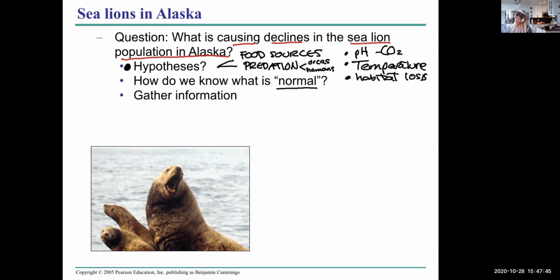But once we've formed our hypotheses, then we need to test them. In the case of sea lions, it's a matter of gathering information. Gathering information like population trends over time. Have there been noticeable population trends in the past?